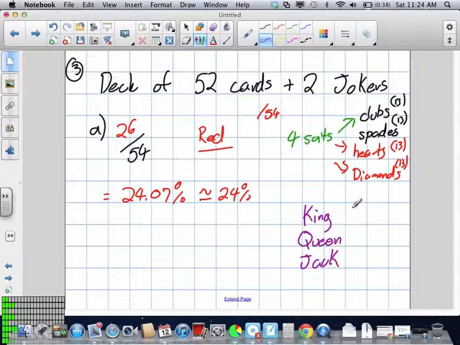12. 12 kings? Oh, no, 4. That's right. There's 4 kings. How many queens? 4. And how many jacks? 4. I was thinking all of them together. Yeah, okay, that's good. You're right. There's 12 face cards altogether.